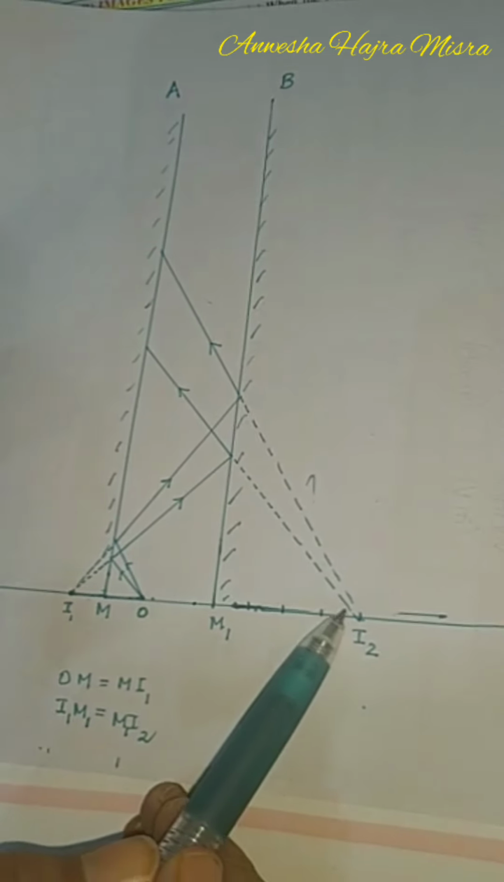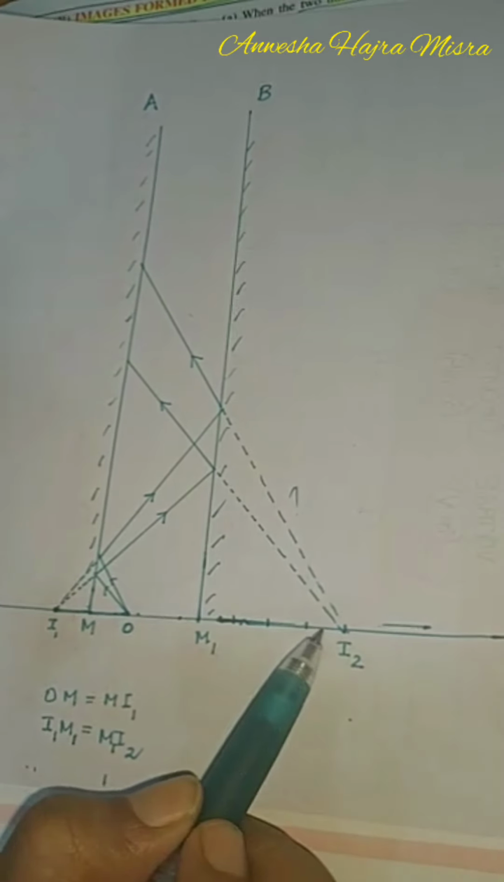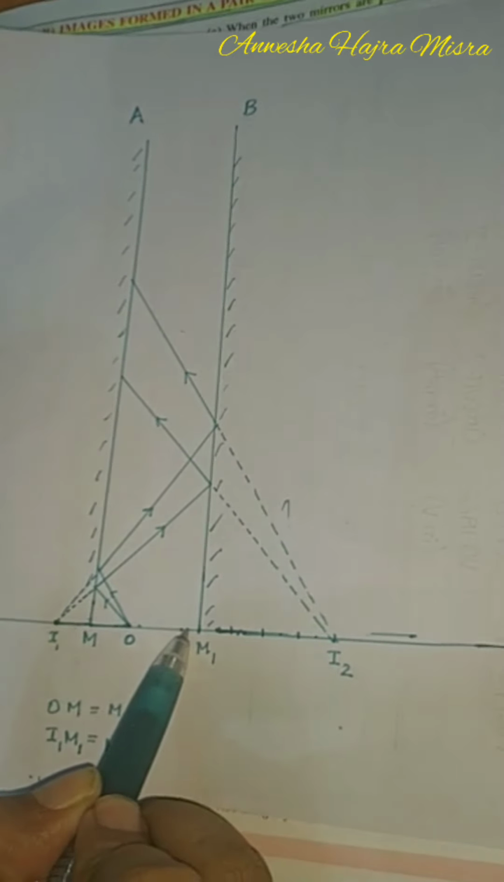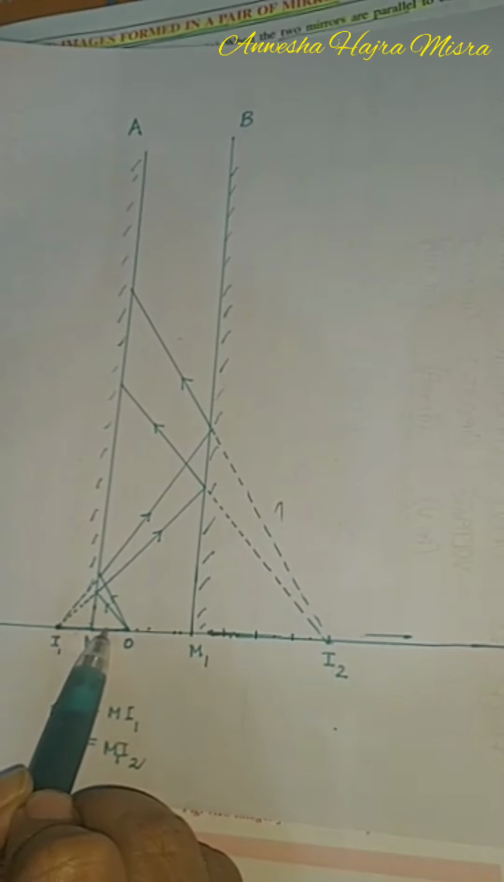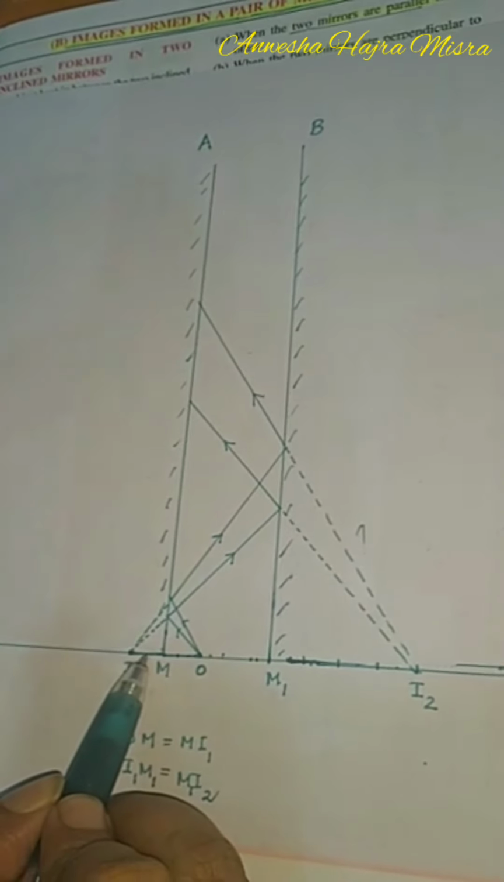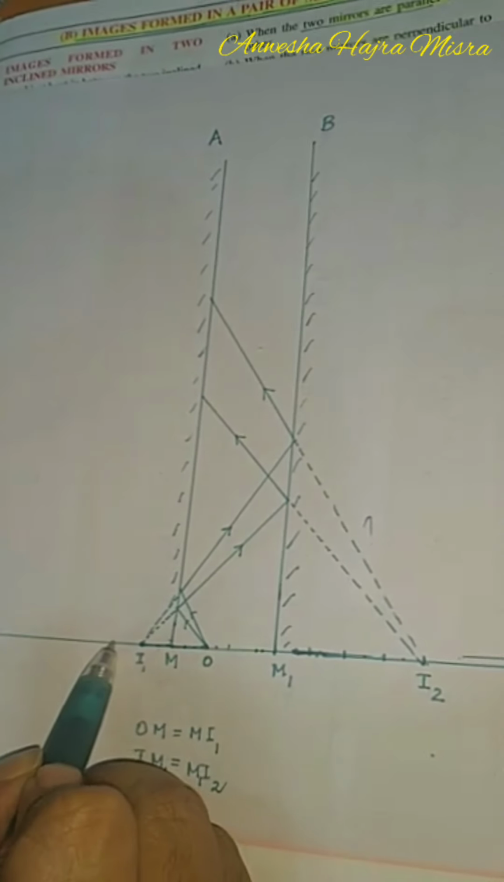Now children, I2 is my object. Light is coming from I2 and falling on this mirror A. Now how many lines are there? 1, 2, 3, 4, 5, 6, 7. 7 lines. So the image will be 7 lines behind. So this will be your I3.